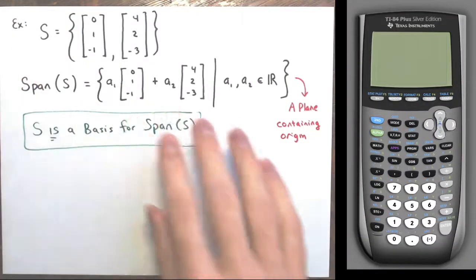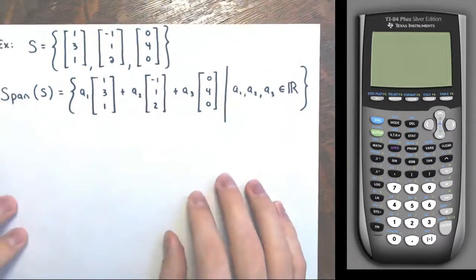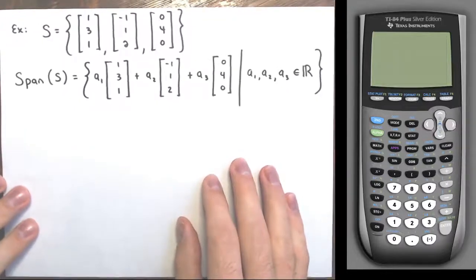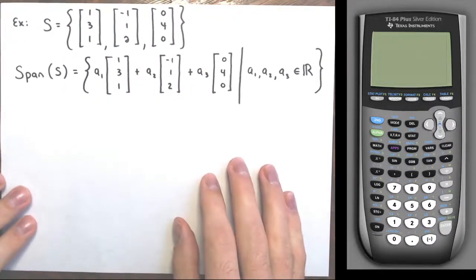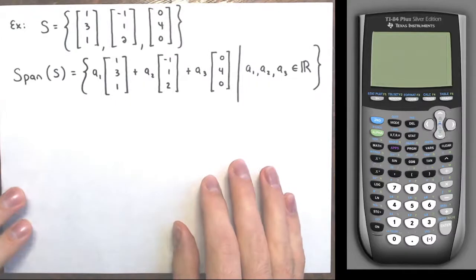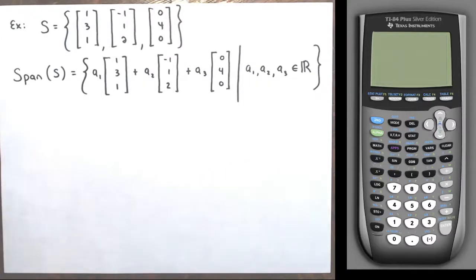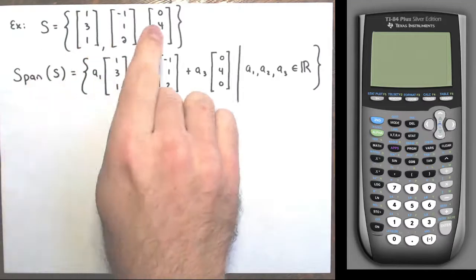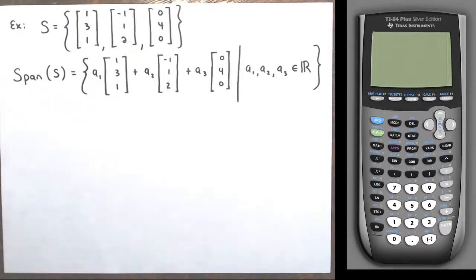All right. Here's another one. So another set. Now this time I have a set of three vectors from R3, and I'm asking the same thing. Is this set of vectors a basis for the span? Now it spans it. Now I need to know if they're independent. Now there's not just two of them. There's not just one of them.